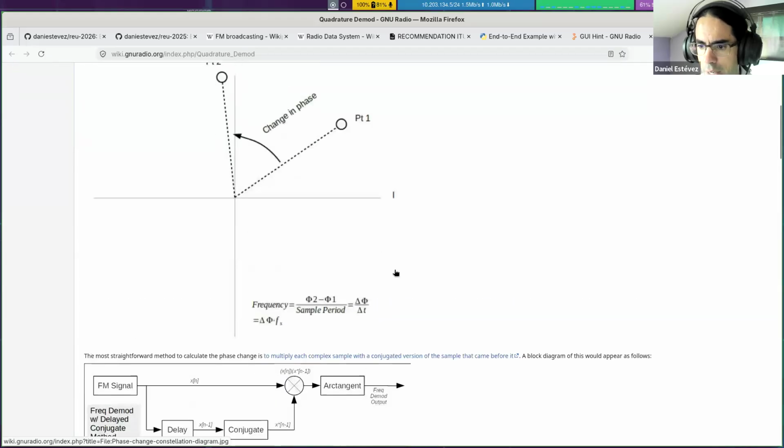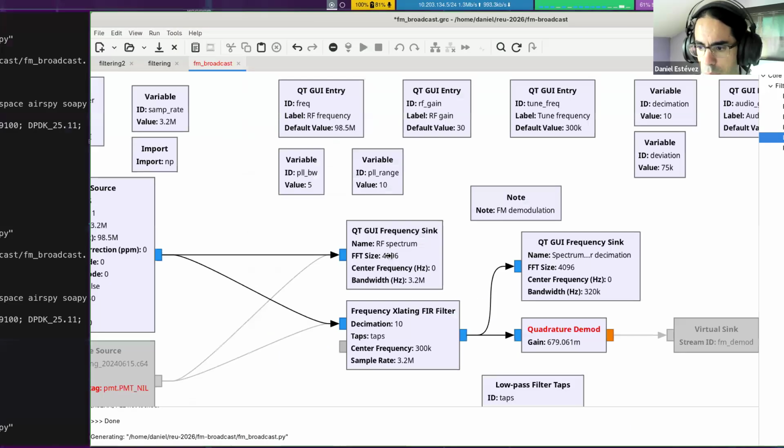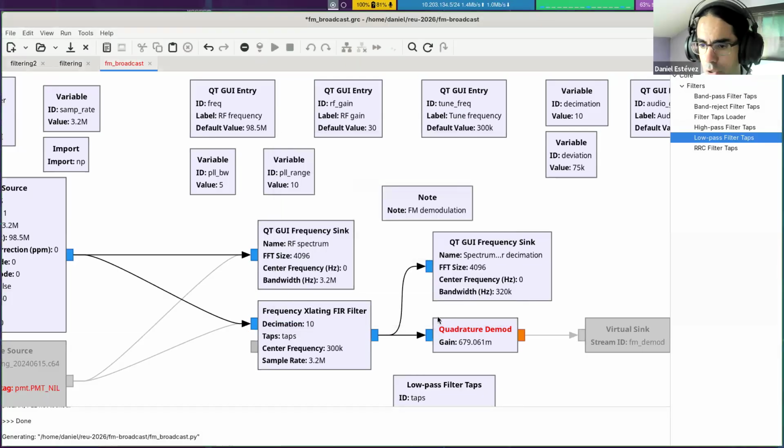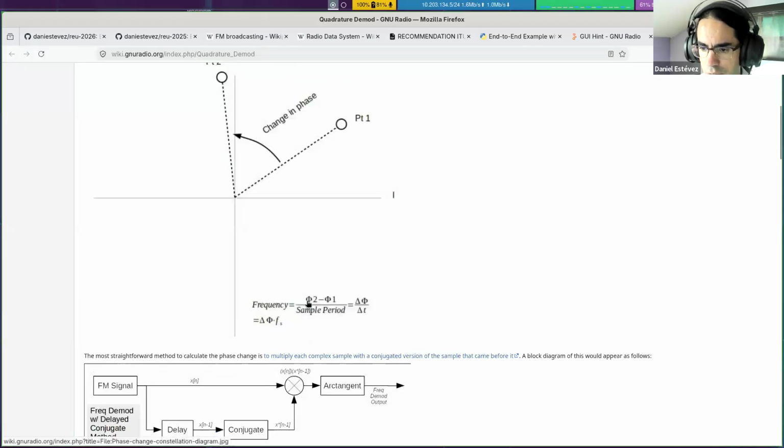However, if you notice, this block doesn't have the sample rate, it doesn't know the sample period. It only has a gain, which is by how much we multiply the output. So the only thing it's actually doing is this phi2 minus phi1. It's only computing the phase difference of adjacent samples.